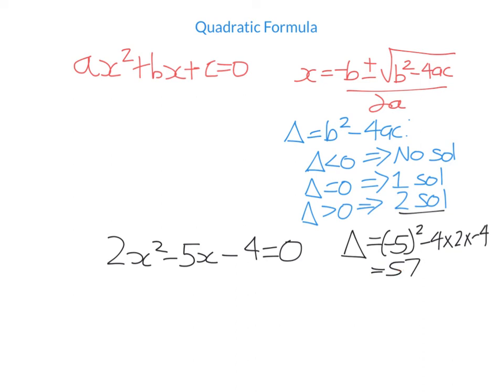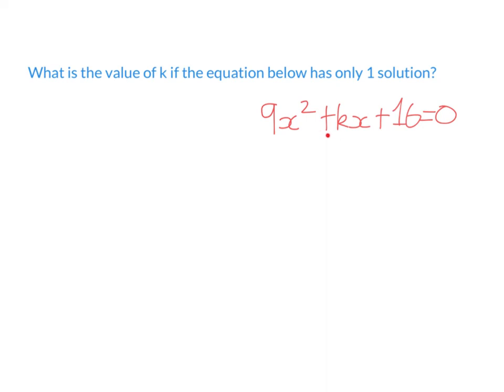So for the solutions here, we're going to have x equals minus b, so minus minus 5, plus or minus the square root of the discriminant, over 4. So there are two solutions: 5 plus root 57 over 4, or 5 minus root 57 over 4. Let's just look at one more question involving the discriminant. What is the value of k if this equation here has only one solution?